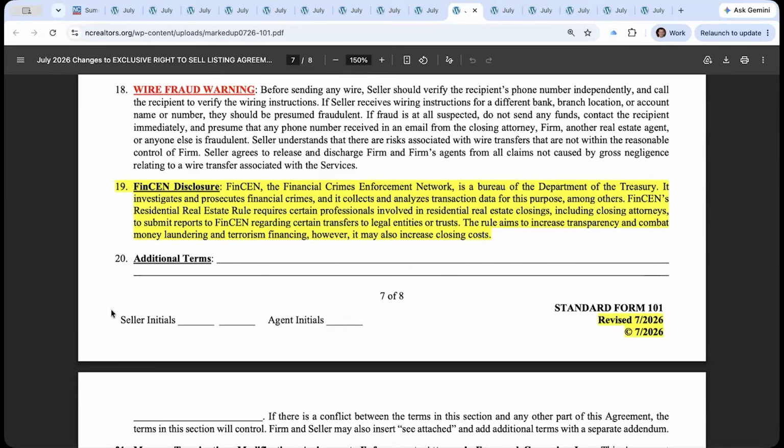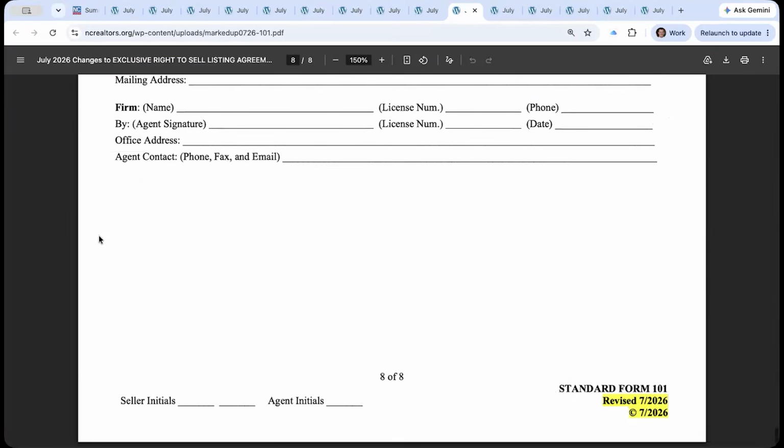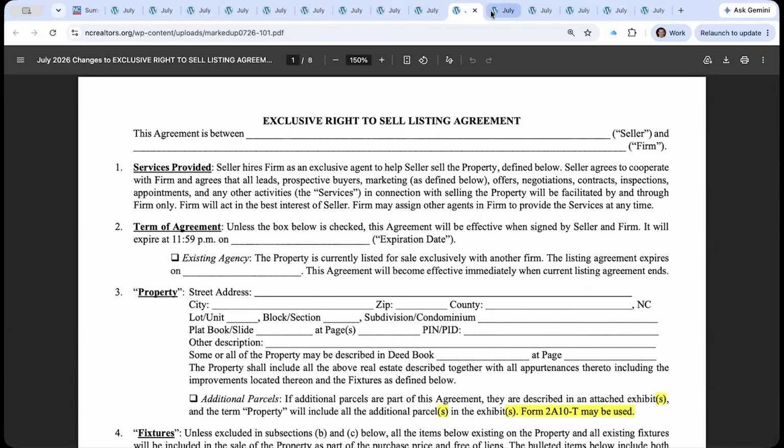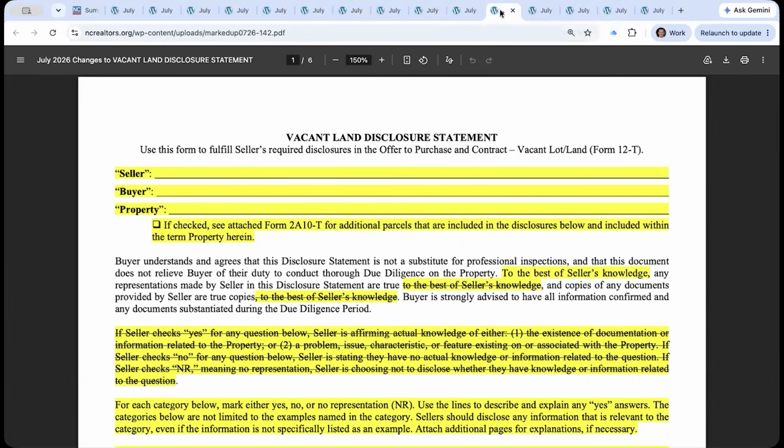Here you can see more on FinCEN. If it comes up again, there's a resource there in the listing agreement. You can cover the seller. Until it pops back up, I think you can tell most sellers it's not applicable right now. Here you've got the vacant land disclosure statement.